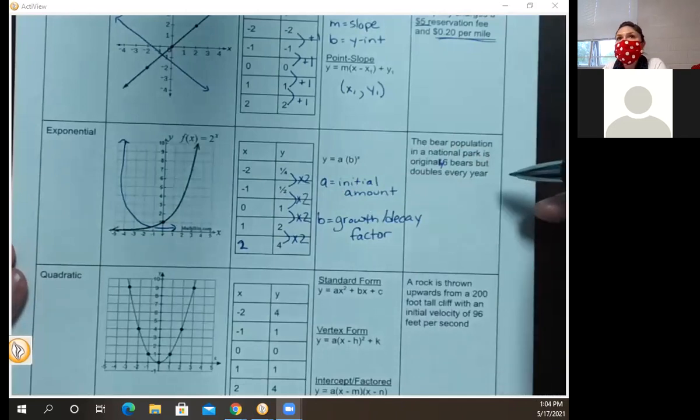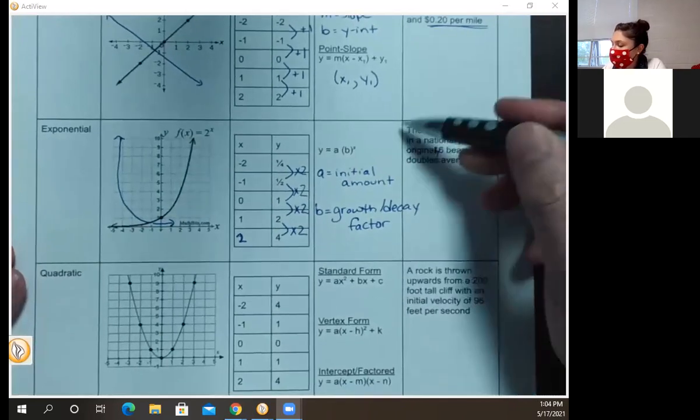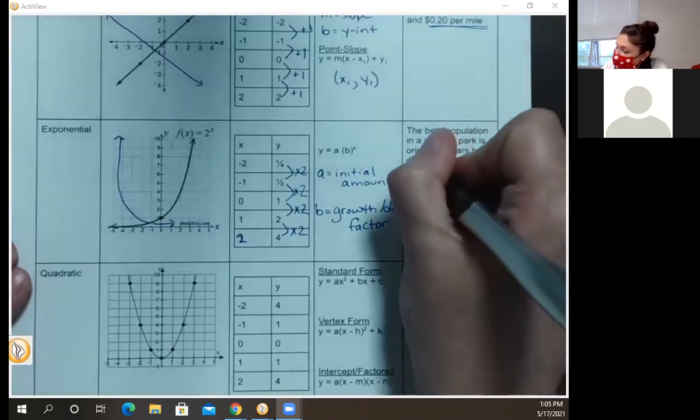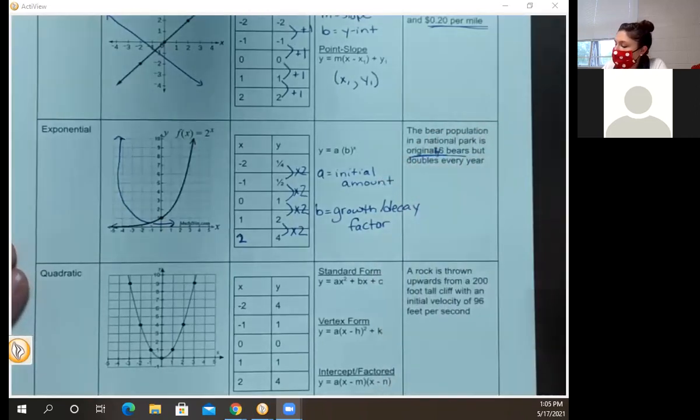And then an example of this would be something like: the bear population in a national park is originally 6 bears, but it doubles every year. So we have that initial amount, that original number of bears, and then we see how it changes each year. We double the number of bears each year.